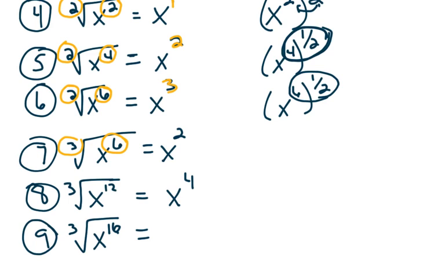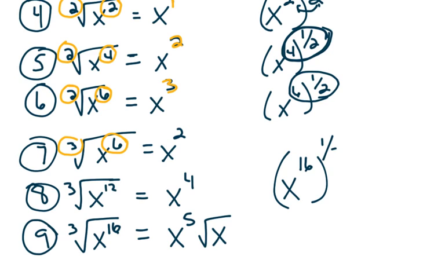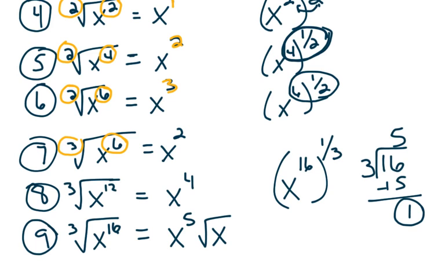And what happened on number 9? So 3 will go into 16 how many times evenly? It'll go in evenly 5 times, won't it? What is our remainder? What's left over? There's 1 left over. So that's going to stay under there. So let's do x to the 16th raised to the 1/3. 16 divided by 3 is 5, and we have 1 left over. So x to the 1 is left under there.